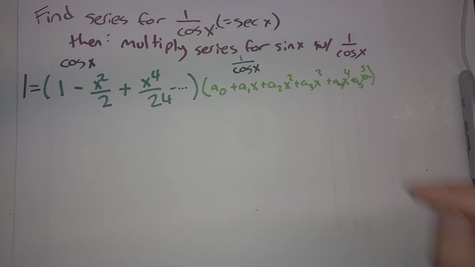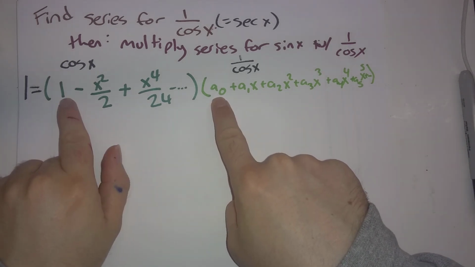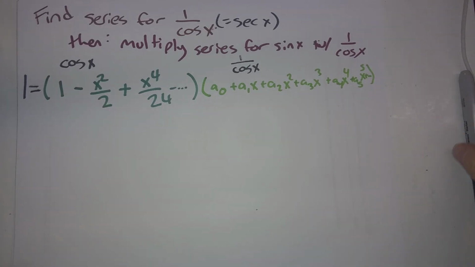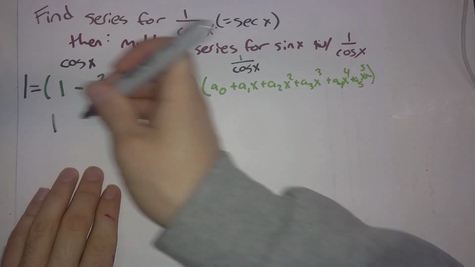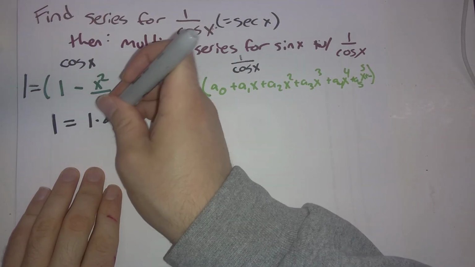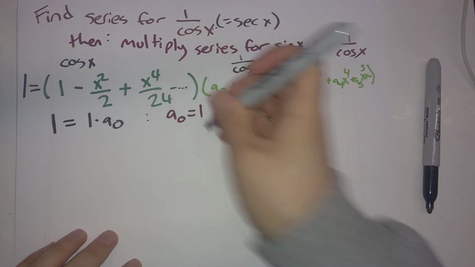Okay, so how do we start tackling this? The constant term: the only way we can get a constant term on the right is by doing 1 times a0. Everything else has x's in it. And so the constant term on the left is 1. The constant term on the right is 1 times a0. And so at this point, we know that a0 is equal to 1.